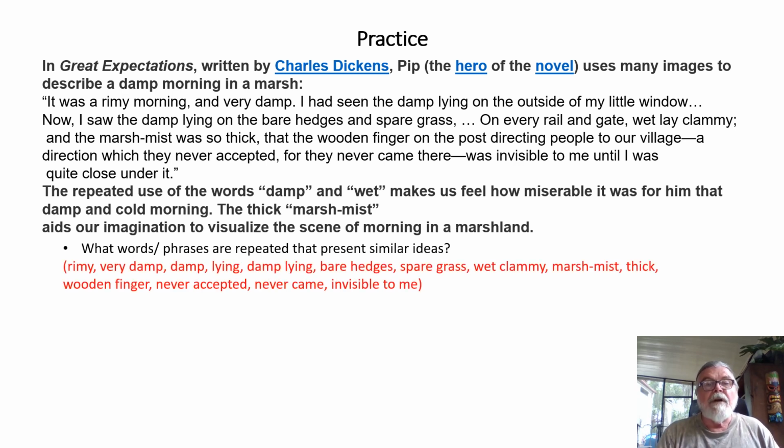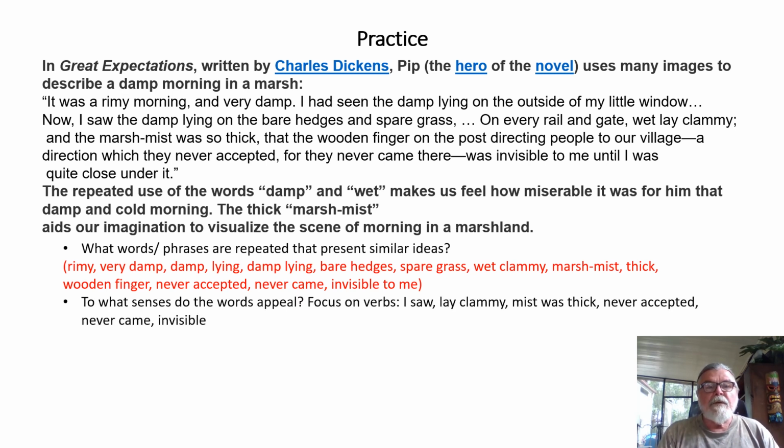So what words and phrases are repeated that have similar ideas? Well, we have rimy, very damp, damp, lying, bare hedges, spare grass, wet, clammy, marsh mist, thick, wooden finger, never accepted, never came, invisible to me. So as I'm starting to think about writing the commentary, I already have my plug and play sentence frames that I'm going to use. I want to identify the words and phrases within the text that appeal to my senses.